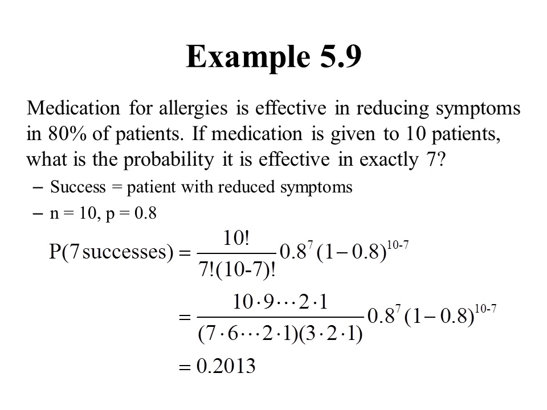So we can calculate this probability of 7 successes with our formula. 10 factorial over 7 factorial times 10 minus 7 factorial, times 0.8 to the 7, times 1 minus 0.8 to the 10 minus 7. We do that arithmetic and we get 0.2013. So that's how we could use that formula to calculate the probability of exactly 7 successes. But as we see, this formula is a little bit complicated to use.